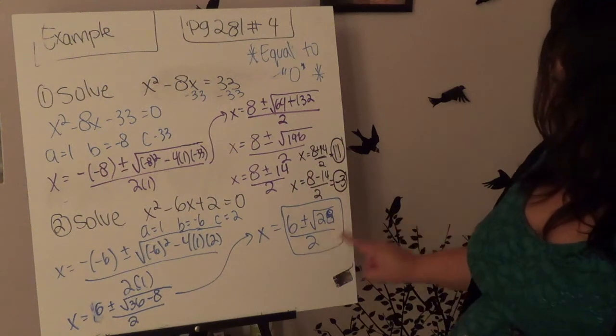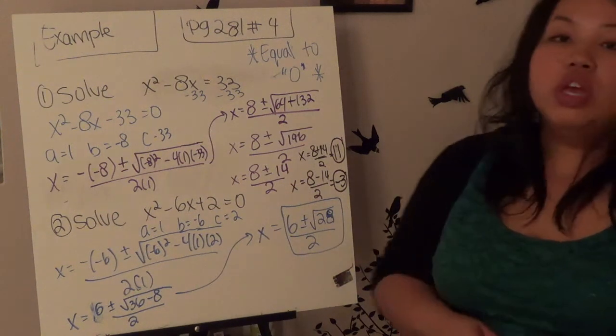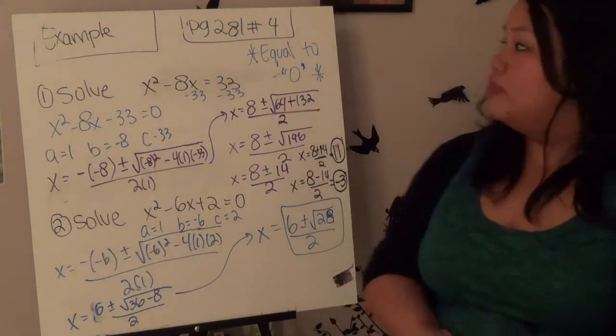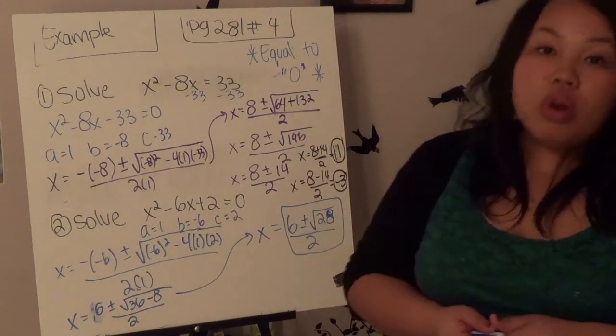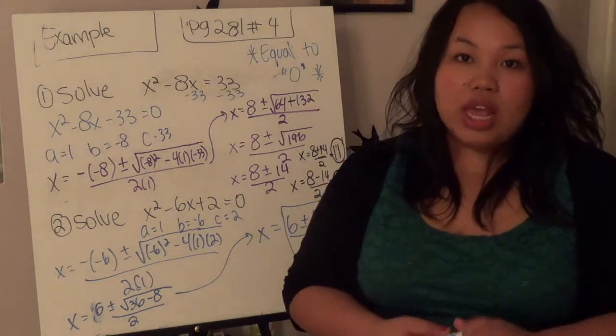If they don't give you a whole number, that means you'll have a decimal, so you're just going to leave your answer in square root form. Alright? Go ahead and try page 281, number 4, and see you tomorrow.